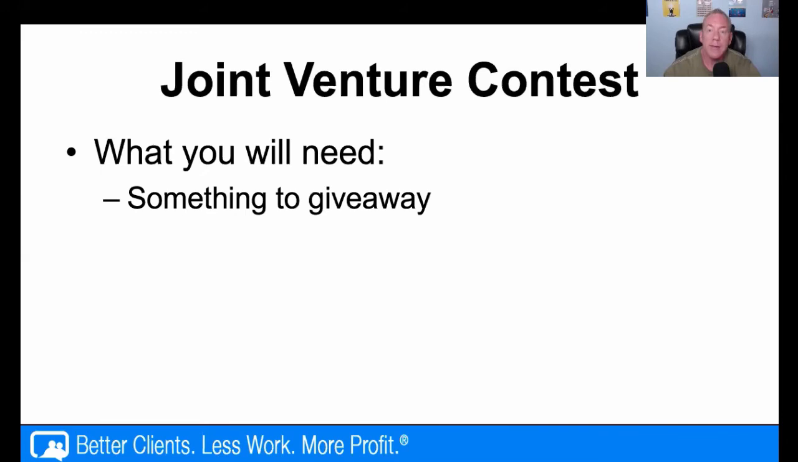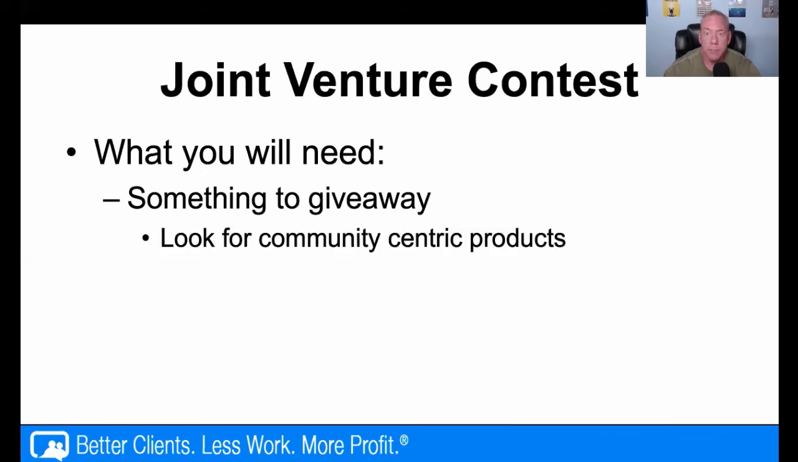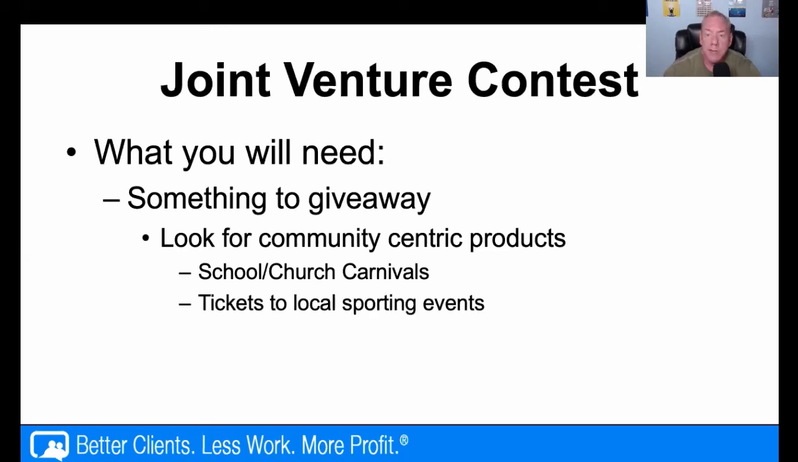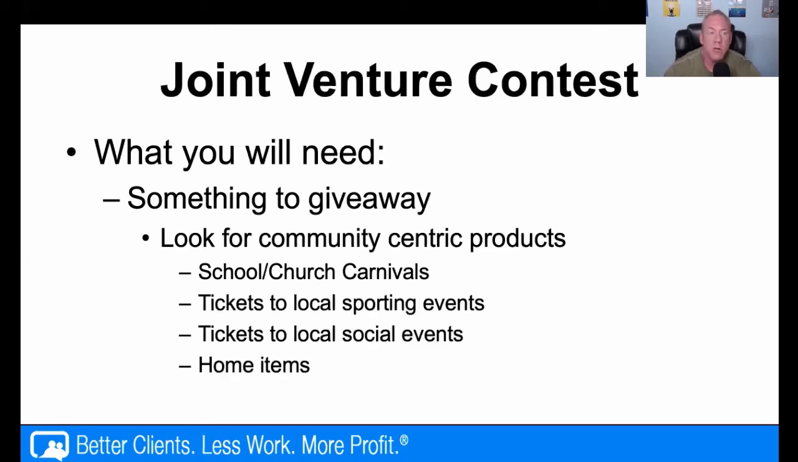Now you're going to need something to give away. So again, look for community-centric products. For you to give away something, look for, again, the churches, the carnivals, tickets to local sporting events, tickets to local social events, home items, right?